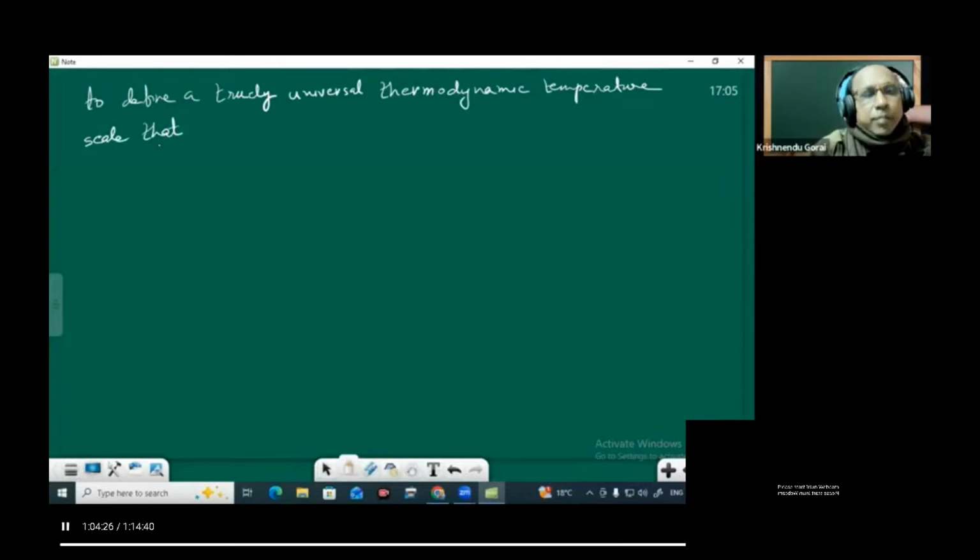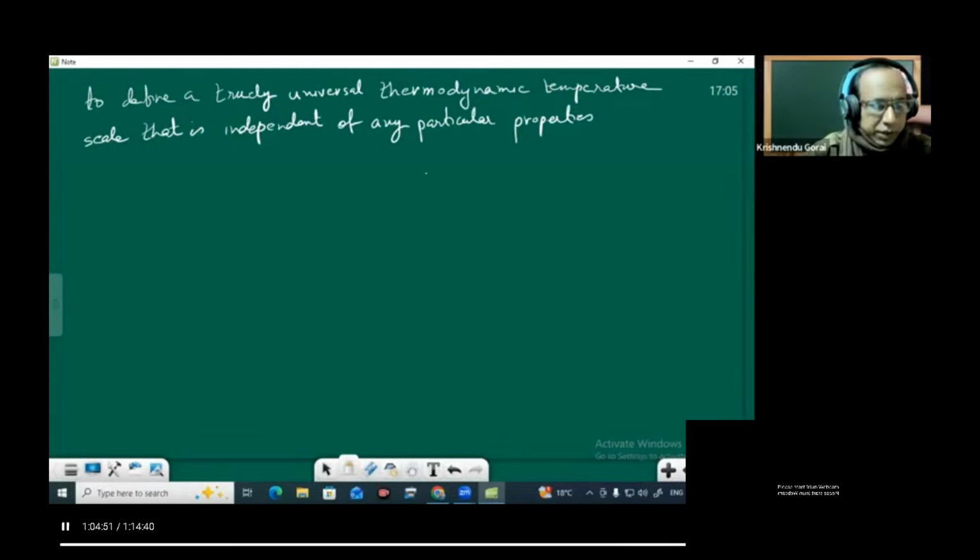that is independent of any particular properties of the system used in the Carnot cycle. So you have to revise this Carnot cycle because this is a long process.